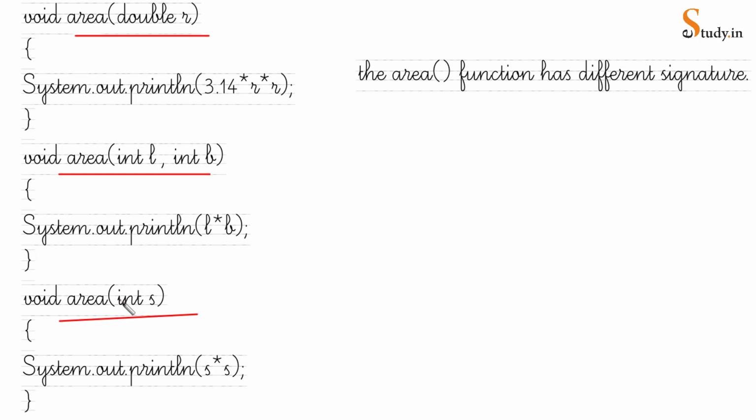Since we already have a function with a double parameter, we cannot have another area function with a double parameter, because what is important is that the number or the type of parameters should be different. In this case, both functions receive one parameter, so the number of parameters is the same, but the data type is different. Here it receives one int parameter, and here one double parameter. So this is a valid declaration. Okay, now we move on.